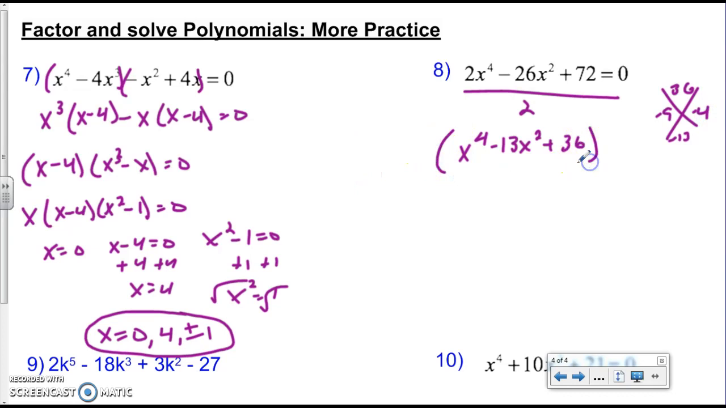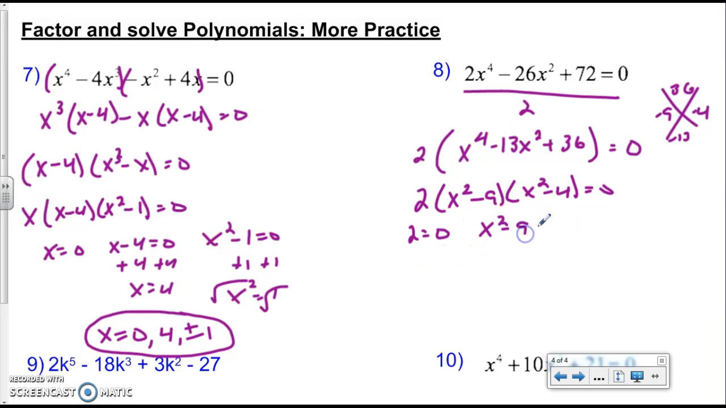Okay, so because there are only 3 terms, I went ahead and did my x factor, 36 on top, negative 13 on bottom, after I take my GCF out. Since there's nothing in front of my x to the 4th, I can go right to my parentheses. Okay, for this one, you could continue factoring, or you can solve it. Let me go ahead and solve.